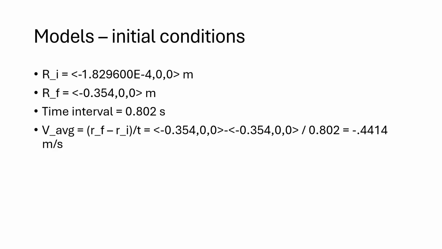The initial conditions for my models are the initial position being negative 1.8296 times 10 to the negative 4 meters, the final position being negative 0.35400 meters, and the time interval being 0.802 seconds. The average velocity, calculated with the formula final position minus initial position divided by time, was negative 0.4414 meters per second.